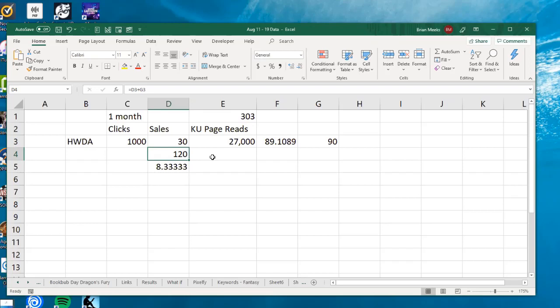So does that answer your question as far as how to calculate the conversion rate? Yes. Good. Yep, that's great. Well, what about everybody else out there? Any other questions? Really helpful.